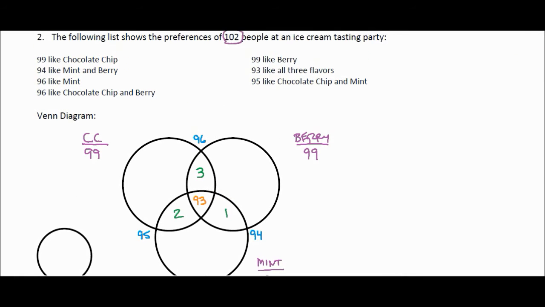Okay, next step, let's figure out what goes in the final circles, or in the main circles. If 99 people like chocolate chip, we've already counted 93, 94, 95, 96, 97, 98. 98 also have another ice cream preference. That means only one person said, look, I only like chocolate chip. 99 people said they liked berry. 93, 94, 95, 96, 97 already said they like something else as well. 99 minus 97 is 2.